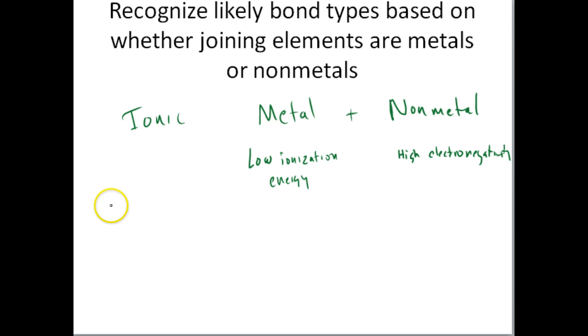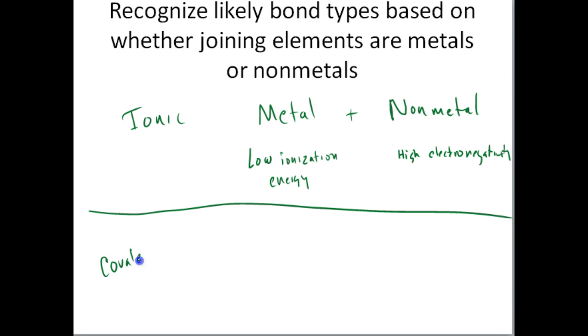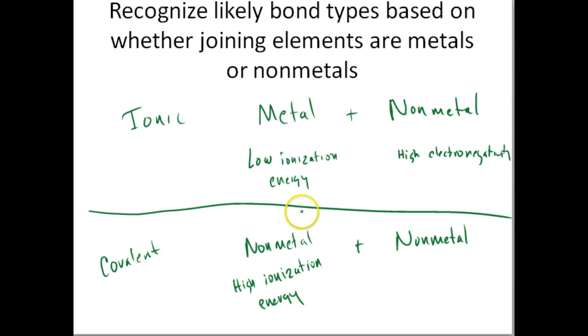And it will pull the electrons away. And the covalent bond is between a nonmetal and another nonmetal. Right? And this has a high ionization energy. And with the high ionization energy, it will not let other things pull the electrons away.